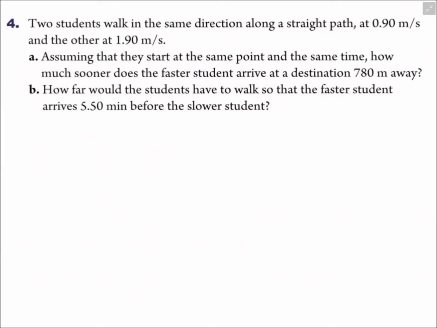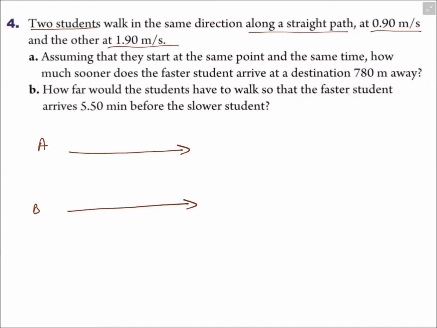In this question, we have two students walking in the same direction along a straight path. One has velocity 0.9 meters per second, the other one 1.9 meters per second. So we have two guys and two different velocities. At A, it says assuming that they start at the same point at the same time, how much sooner does the faster student arrive at the destination 780 meters away? So the guy who is faster, let's say A, moves from one position to another position, and the guy who is slower moves to the same position.